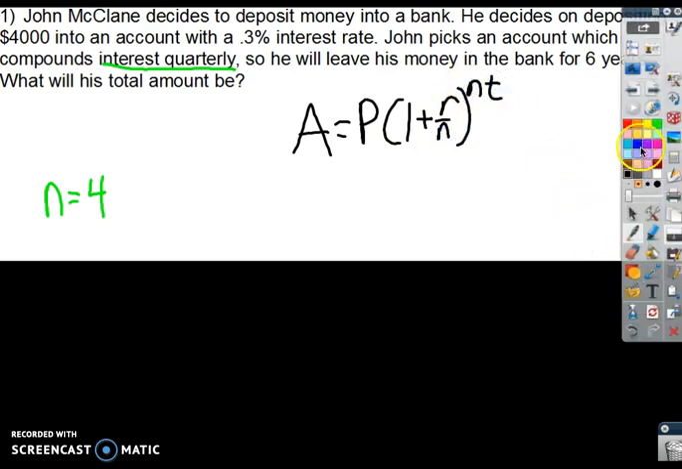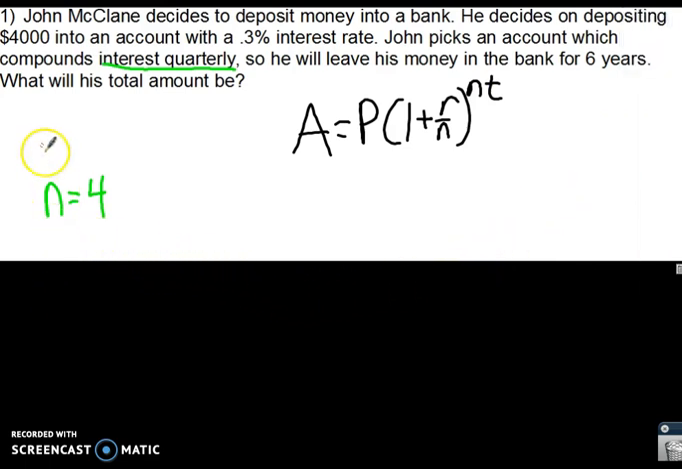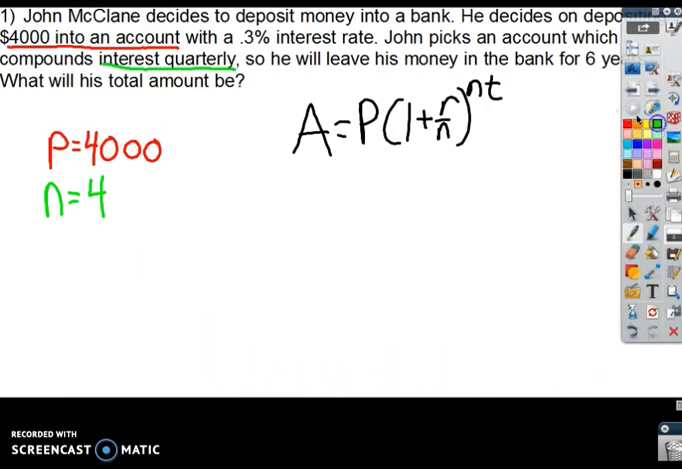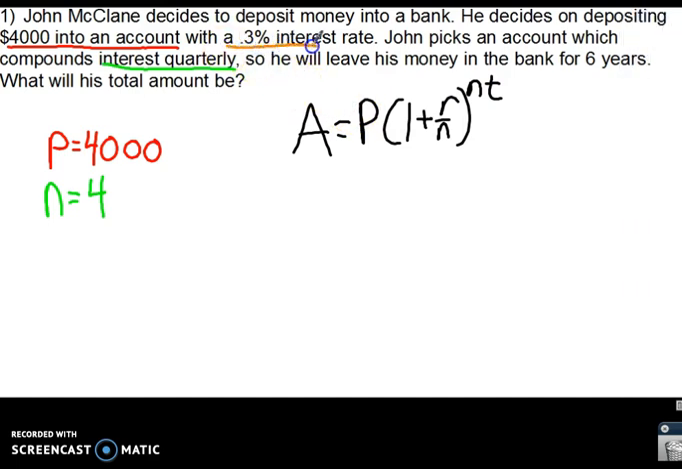Now I need to grab the other information from this problem. Alright, deposits $4,000 into an account. So I deposit $4,000 into an account. That means my principal, or my P value, is $4,000 because I'm depositing $4,000 into the bank. Alright, let's go through the interest rate. Well, and here's where you might get a little bit of trouble. 0.3% interest rate. That is 0.3%, but notice it has the percentage there.